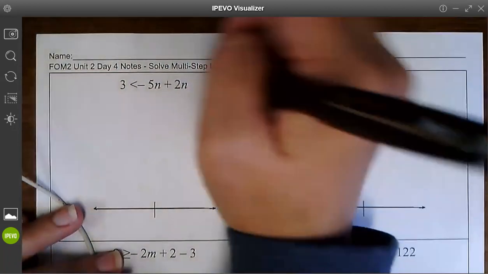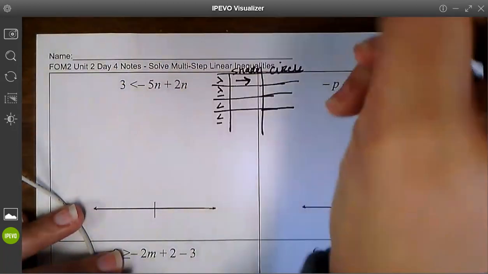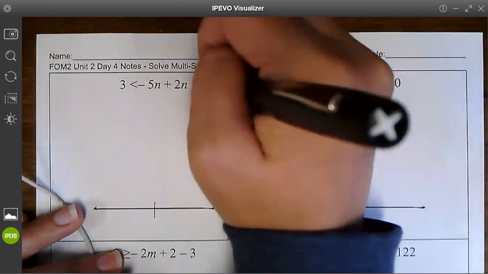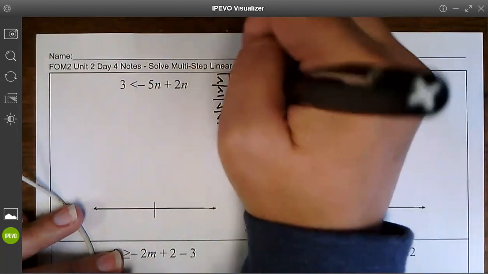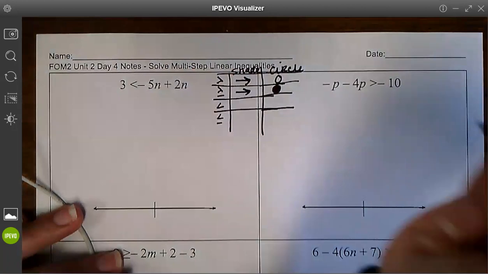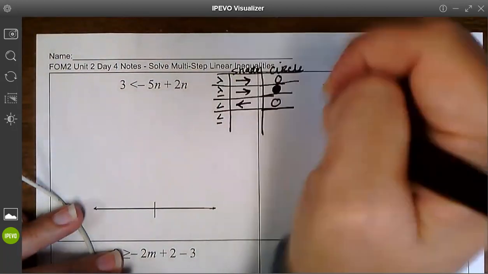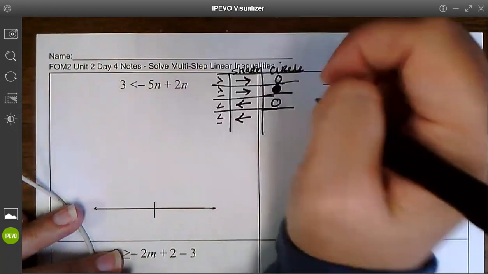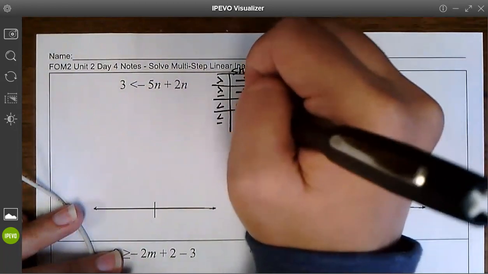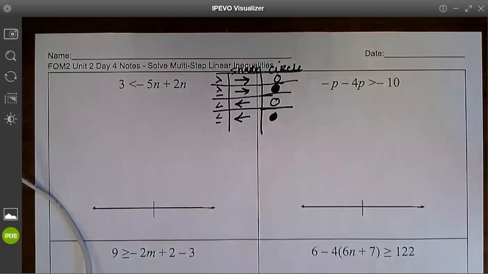If it's greater than, you shade to the right, and your circle is open. Greater than or equal to, shade to the right, and your circle is closed, filled in. If it's less than, then you shade to the left, and your circle is open, and less than or equal to, shade to the left, and your circle is closed. Let's go next step here in just a second.